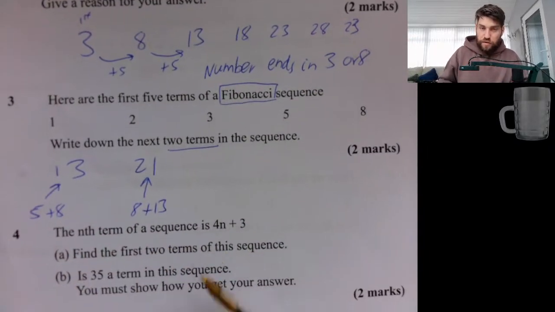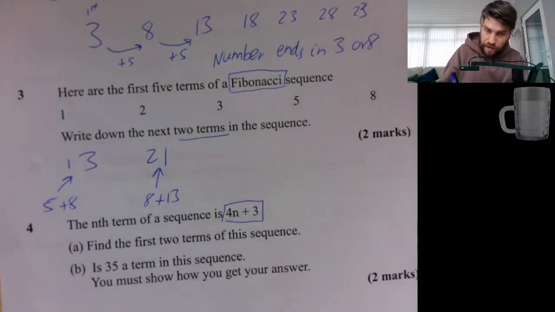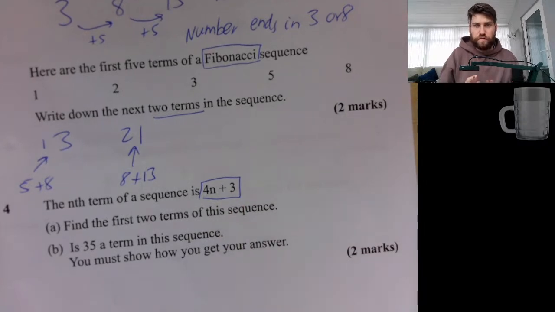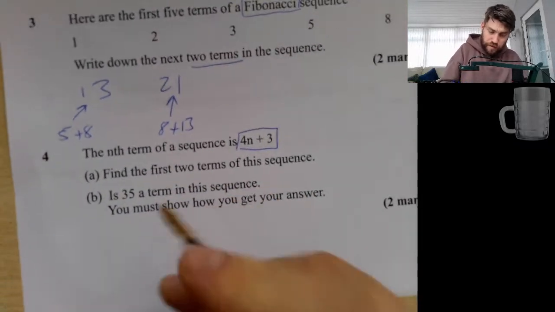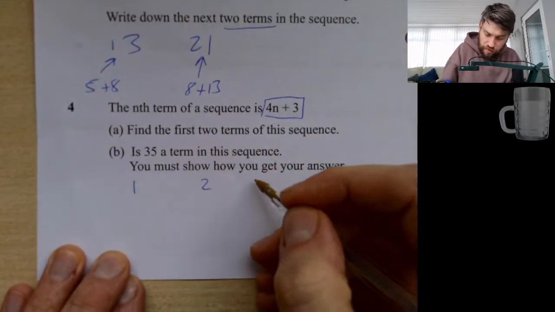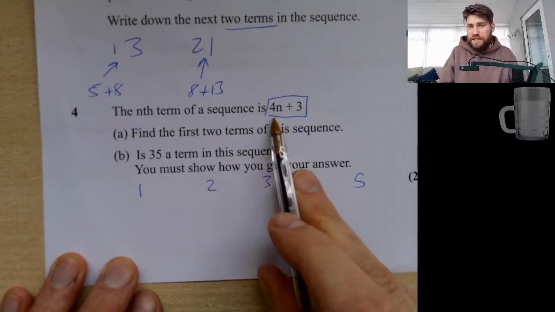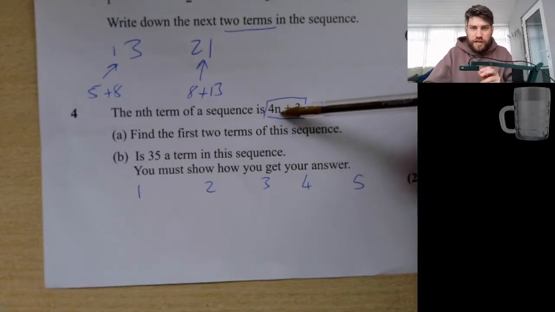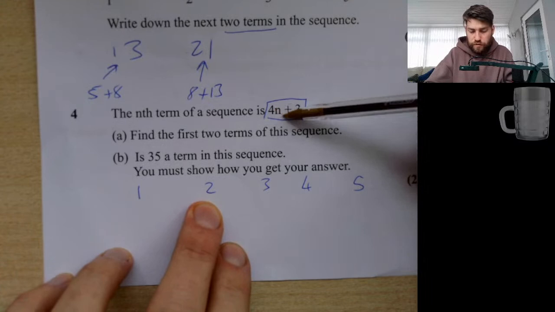Right. The nth term of a sequence. This time, it's gone straight a bit more algebra now. It's giving you a rule. And it basically means it's a 4 times table, but you're going to add 3 each time. So the first 2 terms of this sequence. So I put the numbers in order like this. First number, second number, third number, fourth number, and fifth number. So the 4n, that basically means the first number in the pattern, that's what n means. The n refers to the position of each term in the sequence. So to get the first term, you do 4 times 1. Second term, 4 multiplied by 2.